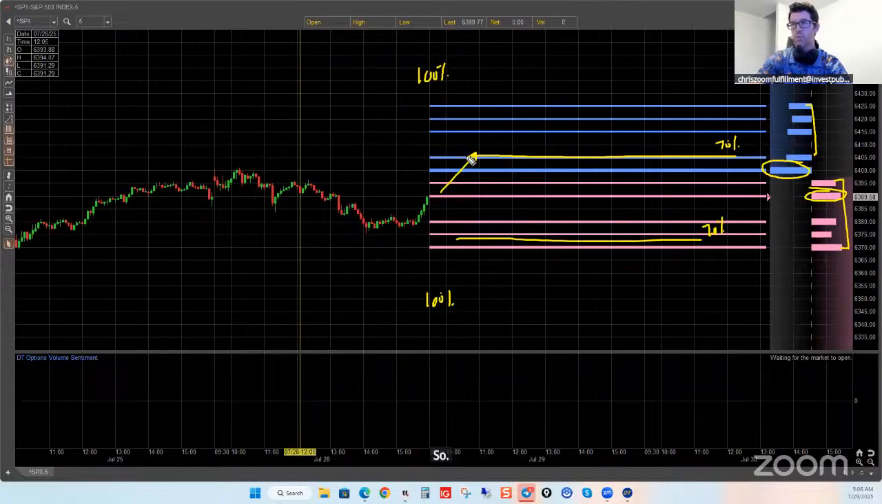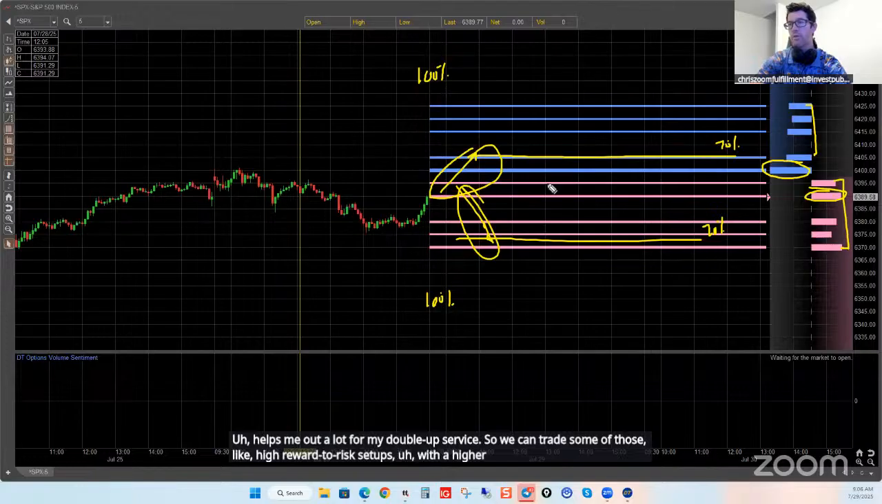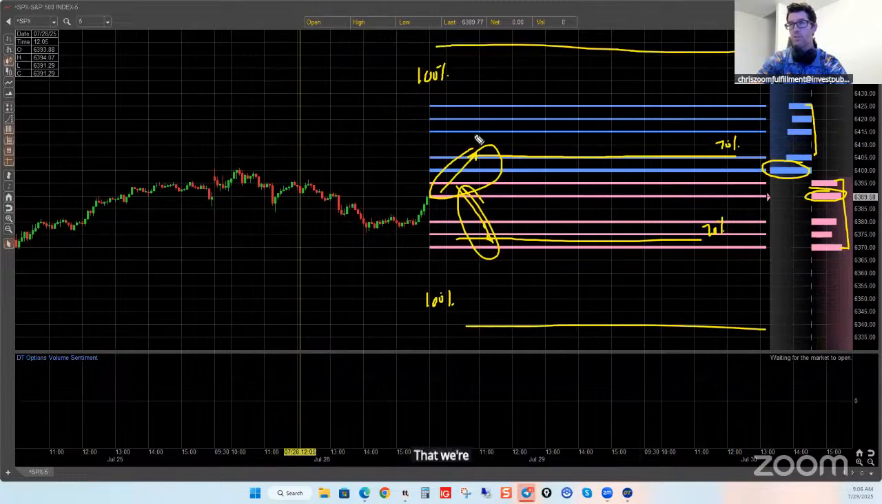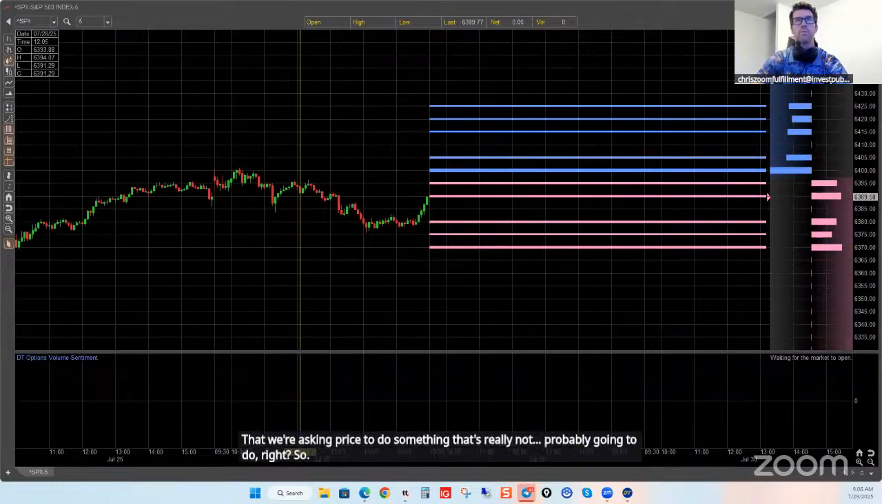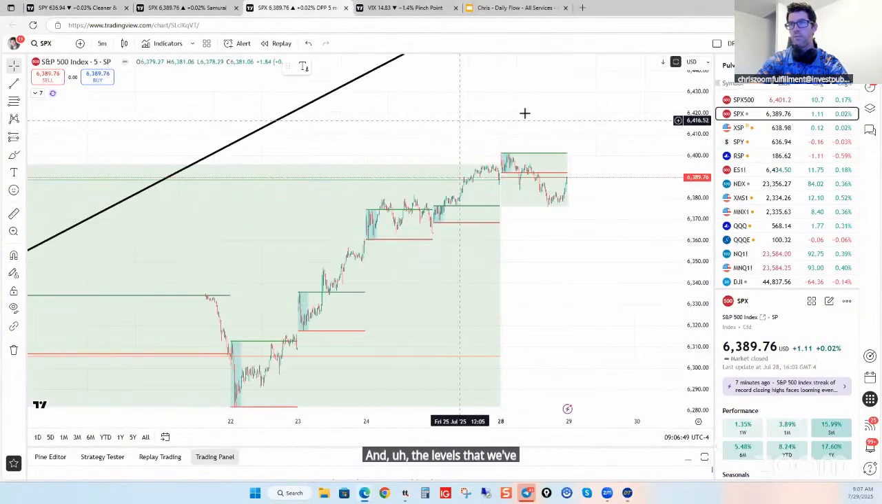So 2 ways to trade those is we can trade to them. This is going to help me out. This modification by the team helps me out a lot for my double up service. So we can trade some of those high reward to risk setups with a higher probability. And I just kind of patiently wait. It's been a difficult reading because we're getting either so many liquidity levels or ones that are so far out of the way that we're asking price to do something that it's really not probably going to do. Right. So anyway, we'll see this in a little bit. I'll keep flashing back and forth between this and the levels that we've been talking about every morning.